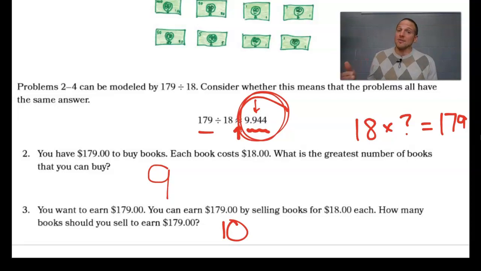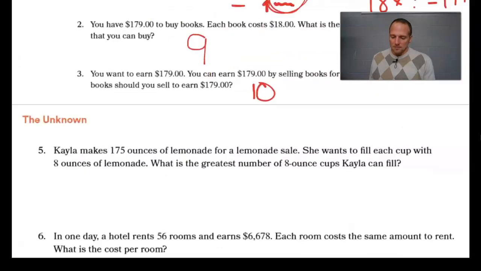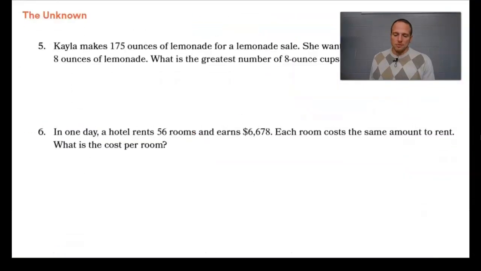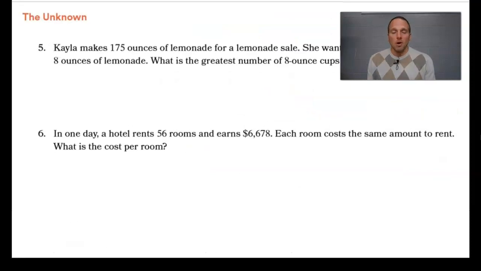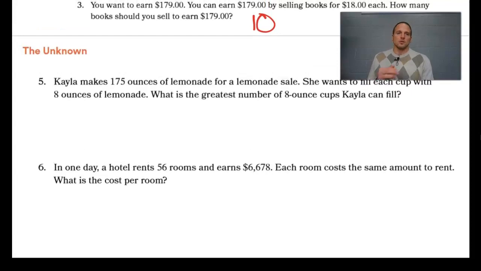If we're buying them, we have to have enough money to buy them, so we can't buy more than what we have. But if we're selling them and we want to earn that much, we need to make sure that we have at least that, all right? And number 4 has disappeared, but I'm sure you can do that on yours.